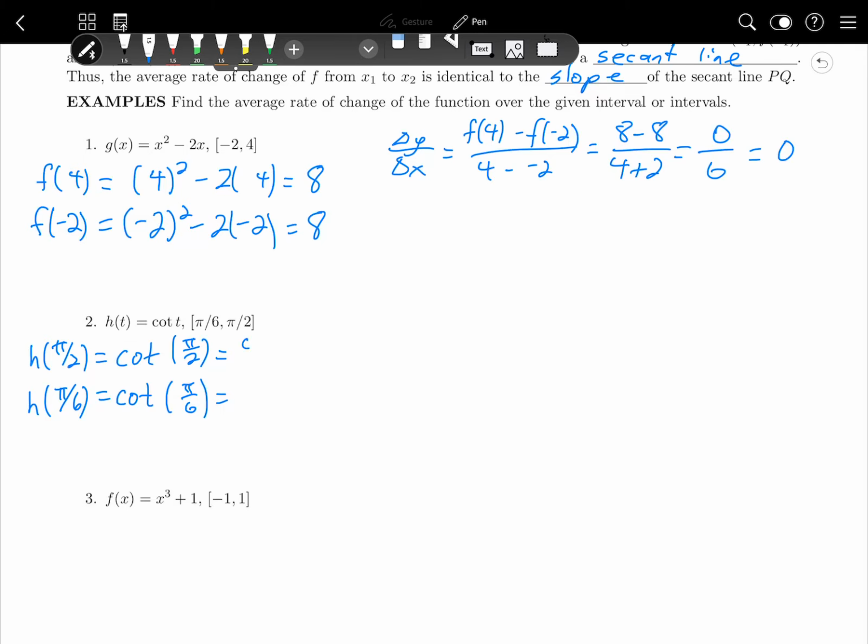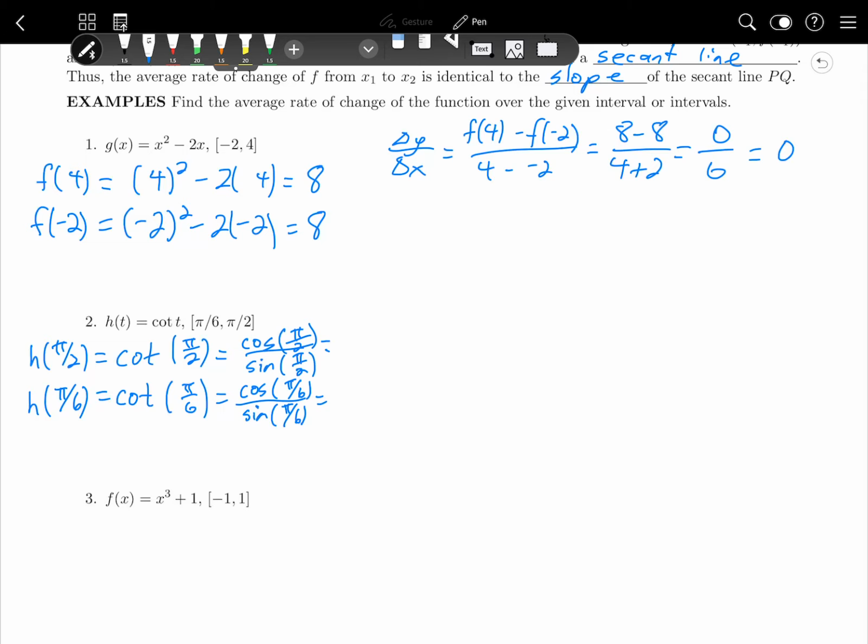So this is the cosine. You can rewrite this as the cosine of pi over 2 over the sine of pi over 2. And this one would be the cosine of pi over 6 over the sine of pi over 6, right? So that's just using a trig identity. Cotangent is cosine over sine. And the reason we change it to cosine and sine is because those are easier ones to remember than trying to remember all the trig values.